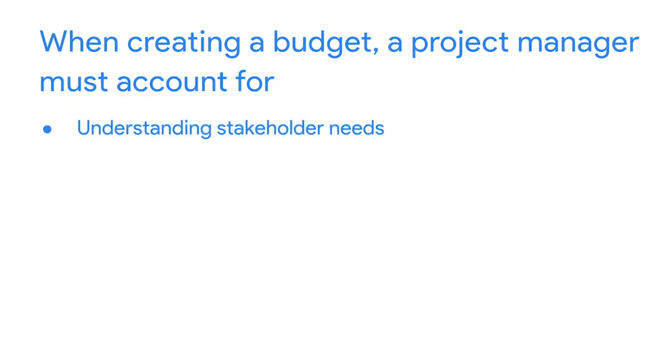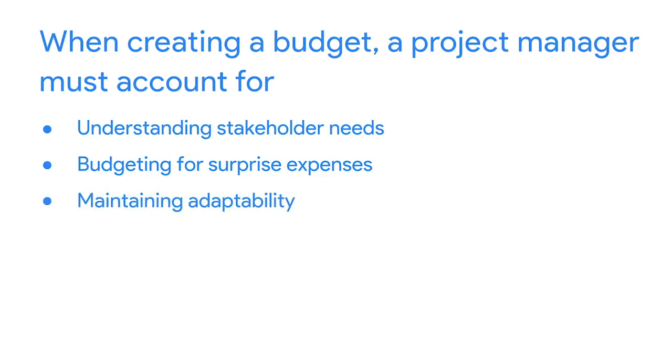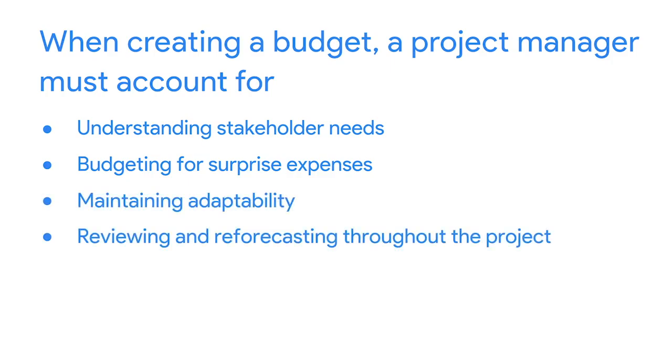When you go to the grocery store, in the same way that you don't determine how much apples will cost, businesses can't just decide that they want to spend $200 on a project if the market rate for a project of the same caliber is $2,000. Instead, project managers must account for understanding stakeholder needs, budgeting for surplus expenses, maintaining adaptability, and reviewing and reforecasting throughout the entire project. And these are only some examples of what you'll need to take into account.